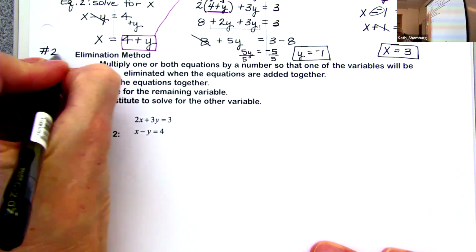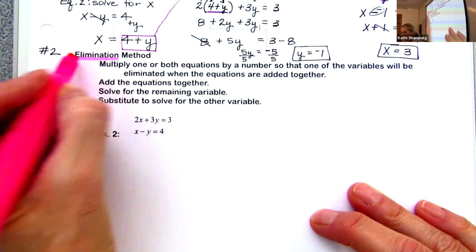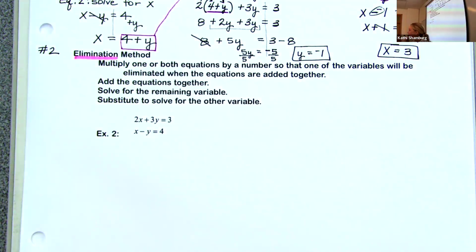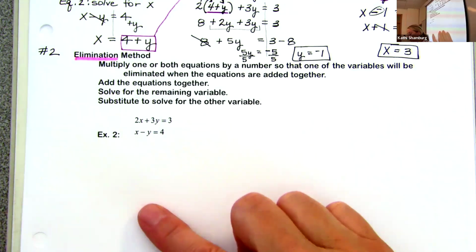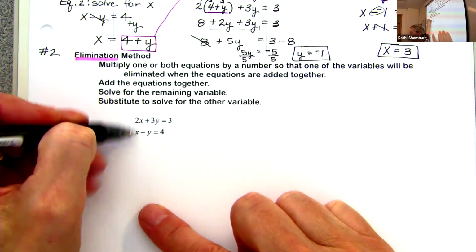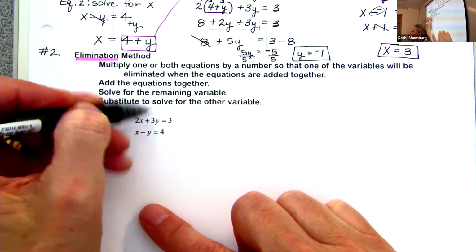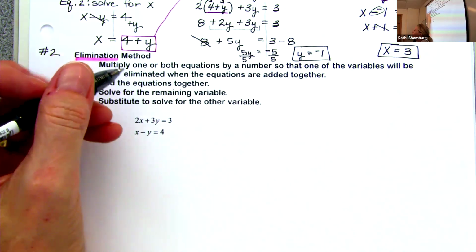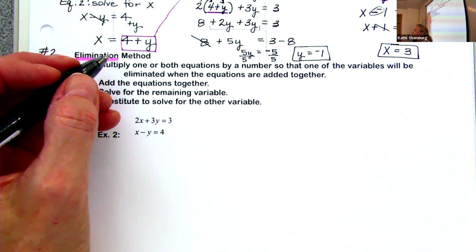Method number 2 is what we call the elimination method. And guess what? We're going to be eliminating something, hence the name. All right, so ultimately what we want to do is eliminate the variable x, or eliminate the variable y. And in order to eliminate it, we need their coefficients, the numbers in front, to be opposites.